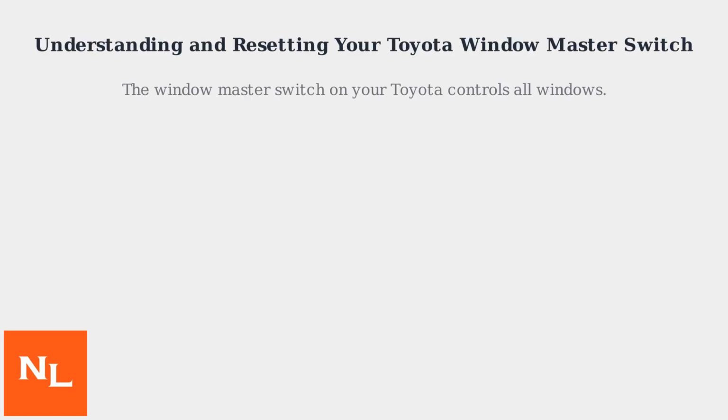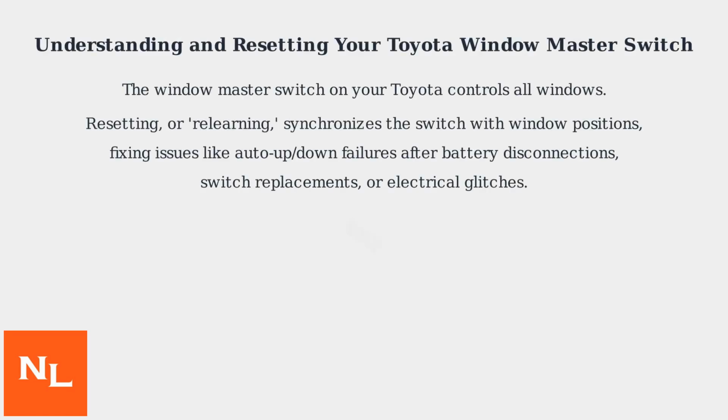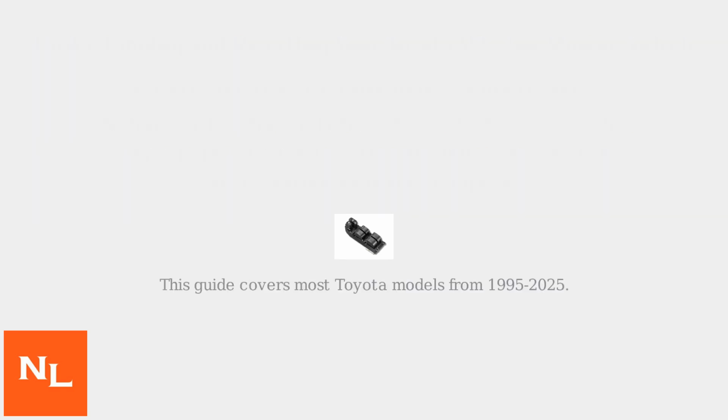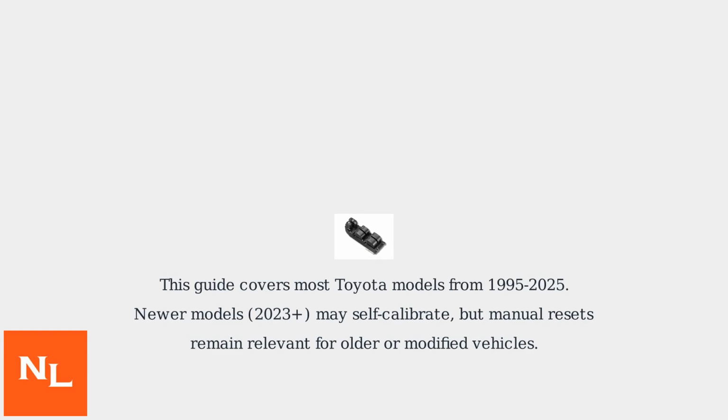The window master switch on your Toyota controls all windows. Resetting or relearning synchronizes the switch with window positions, fixing issues like auto up-down failures after battery disconnections, switch replacements, or electrical glitches. This guide offers a general process for most Toyota models from 1995 to 2025.